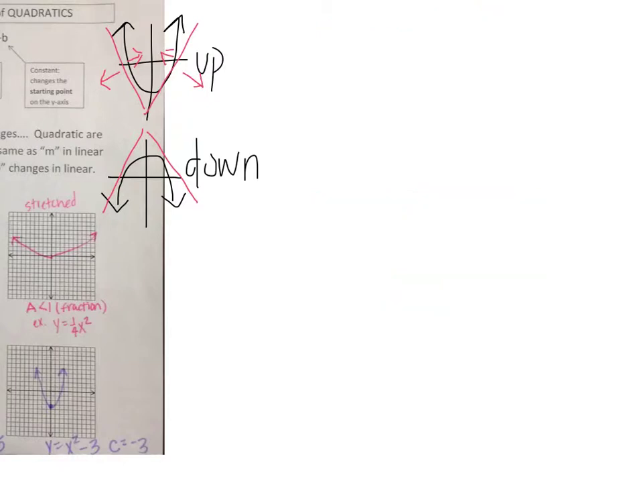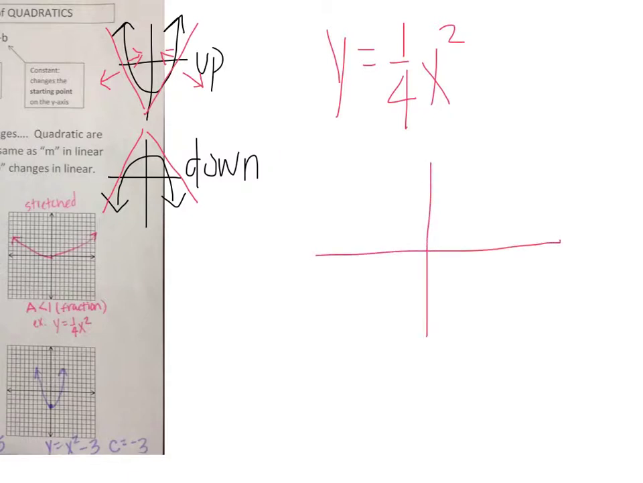Okay, let's look at another example. What if I had y equals 1/4 x squared? First I look to see if it's positive or negative. It is positive, so I know it's going to open up. Then I like to see how much pressure is being put on it. Well, since 1/4 is a really small number, a little bit of pressure is being put on it.